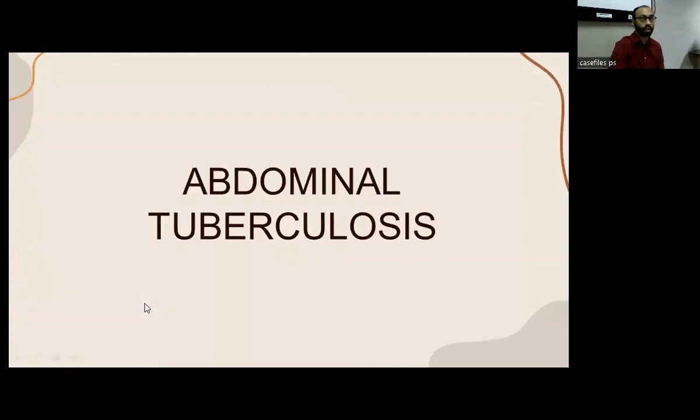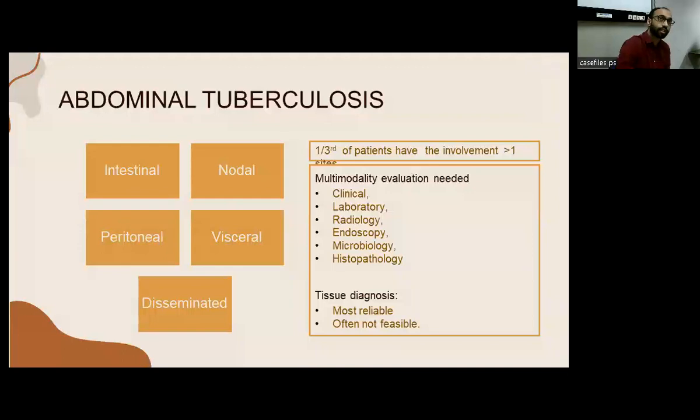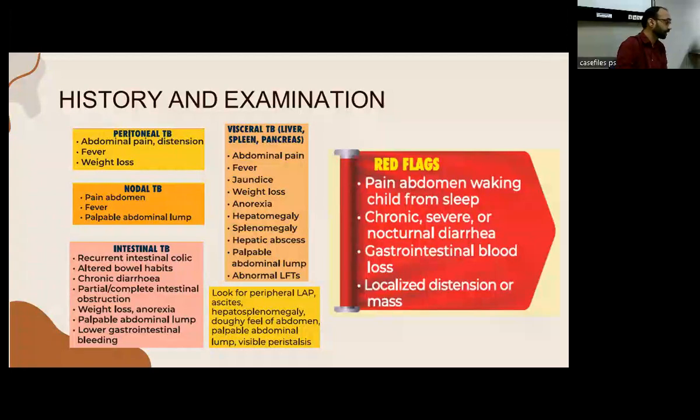tuberculosis. Coming to abdominal tuberculosis, the types like Ananya mentioned were the intestinal, the nodal, the peritoneal, visceral, or even disseminated TB. So 1/3 of patients have involvement of more than one site, and multimodality evaluation is required, starting from clinical evaluation, laboratory tests, radiology, endoscopy, microbiology, and histopathology. Tissue diagnosis is the most reliable of all, but this is often not feasible, especially in cases that present early.